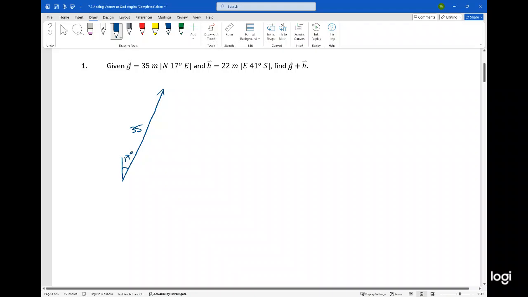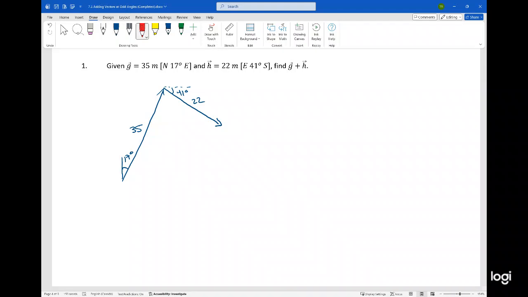And then our second vector is going east and south, so something like this. It's a little bit shorter than the original. And the angle relative to east is 41 degrees. So it looks something like that. And what we're ultimately looking for is a vector that starts here and ends there. And I'll call that vector R for resultant vector. Technically it's G plus H, but just so that we have one variable for the Pythagorean theorem and all that stuff, when we finally get to that point, we'll do it that way.